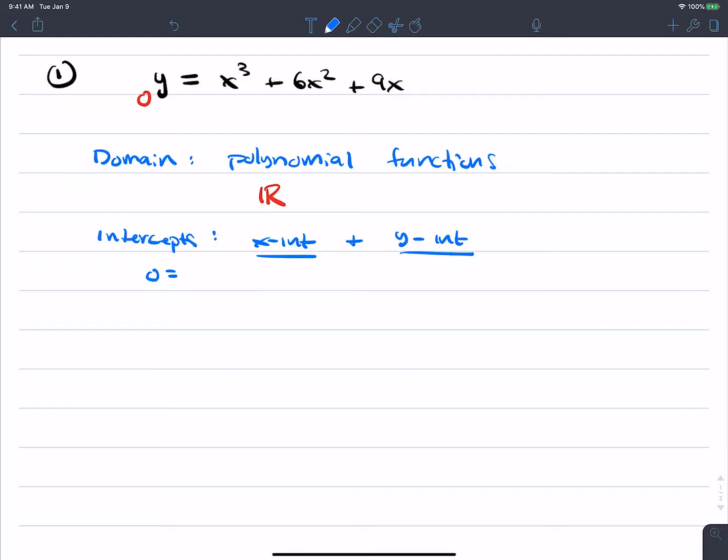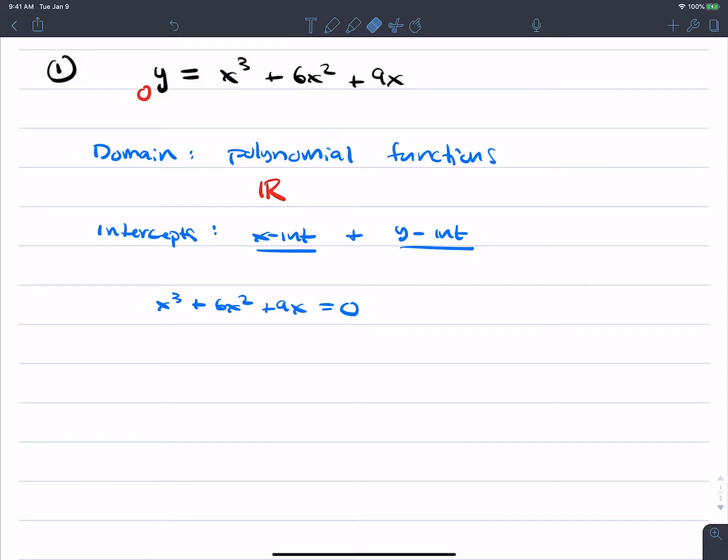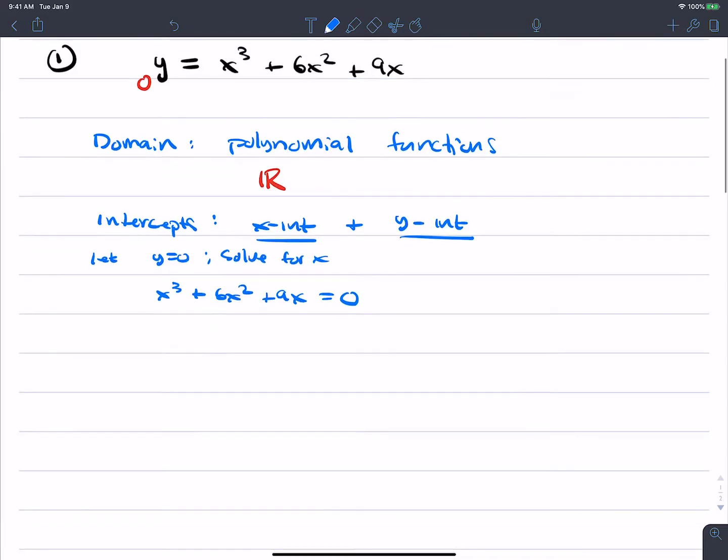Yes, it'll be 0 equals your polynomial, but I like to put this as x cubed plus 6x squared plus 9x equals 0. Is that right? So this is how we find the x-intercept. We use that relationship that you're going to let y be 0, right? And then you solve for x. So guess what you guys have? We have a polynomial. So you're going to have to factor.